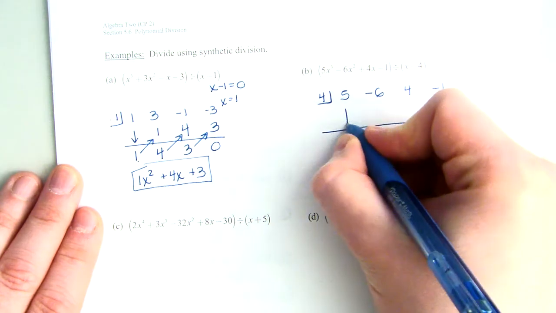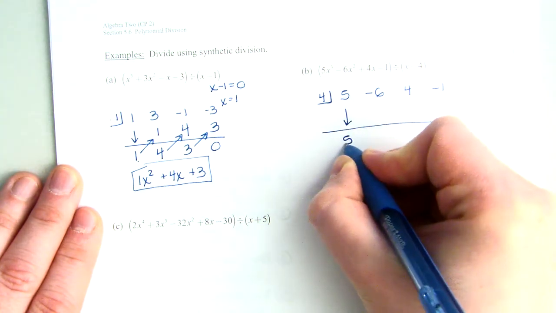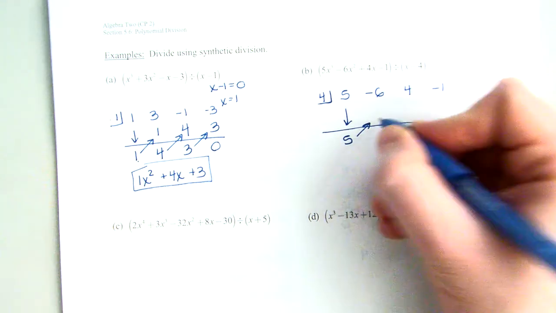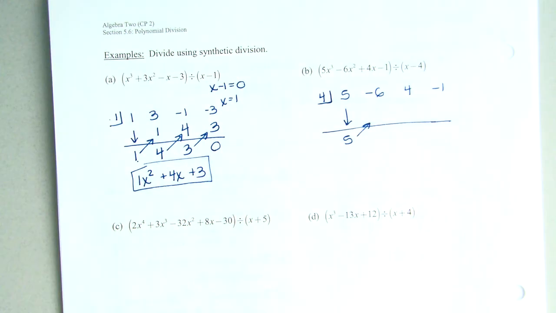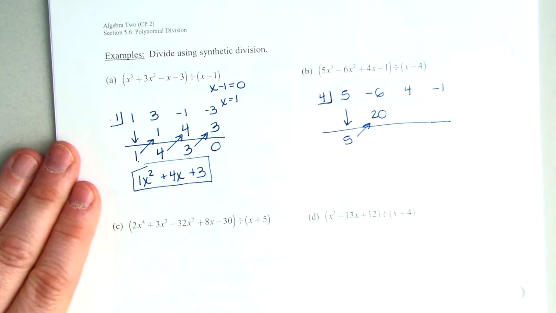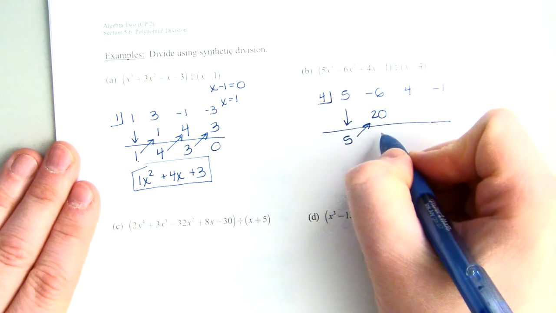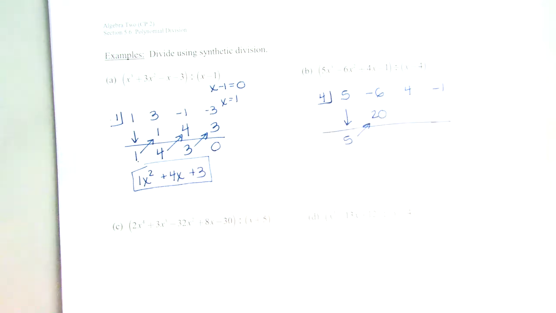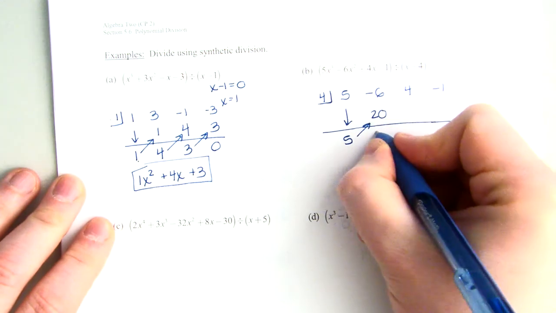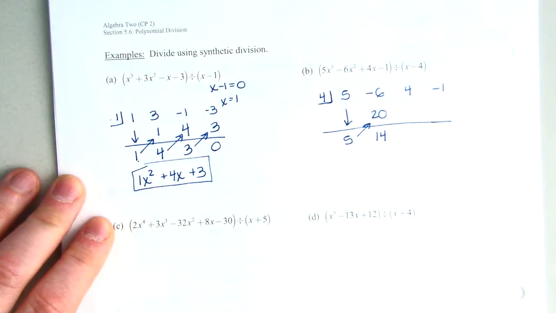I'm going to bring down a 5. I'm going to bring up that answer times what's in the box. So what number am I bringing up? 5 times 4 gives me 20. I'm going to add these numbers together. What number am I bringing down? -6 plus 20 should give me 14.